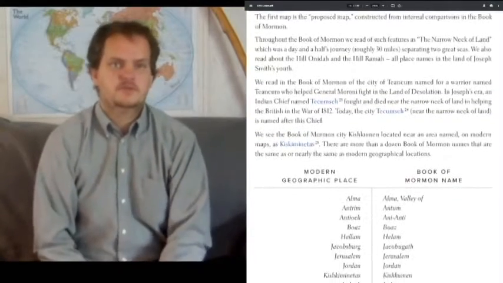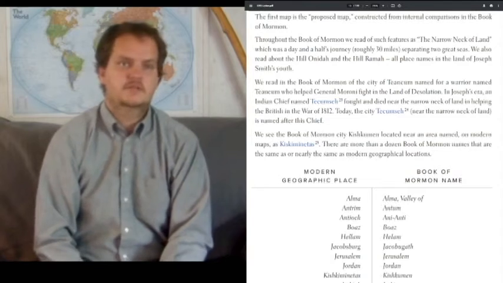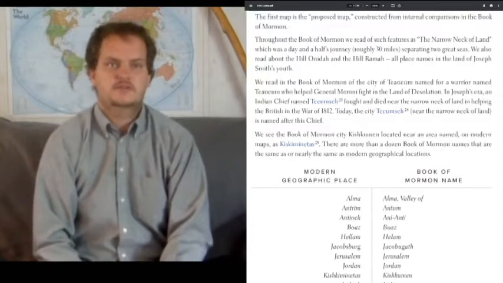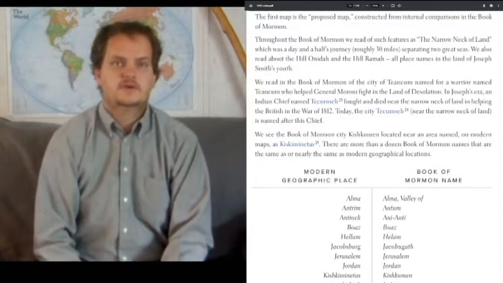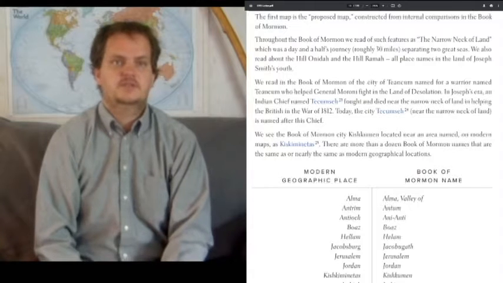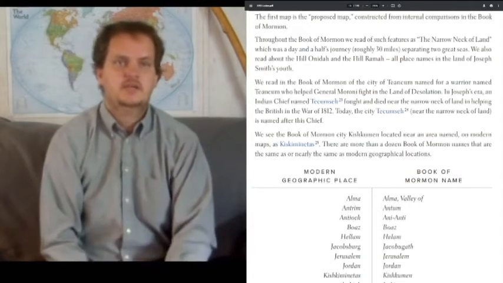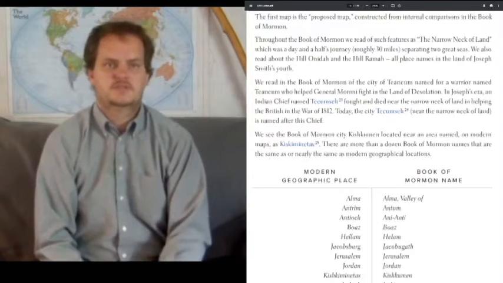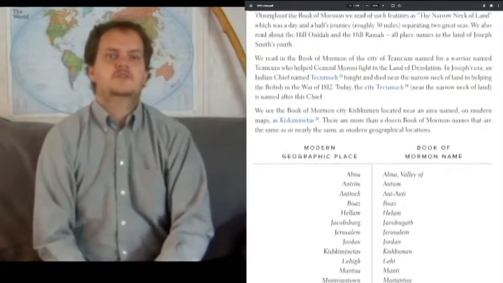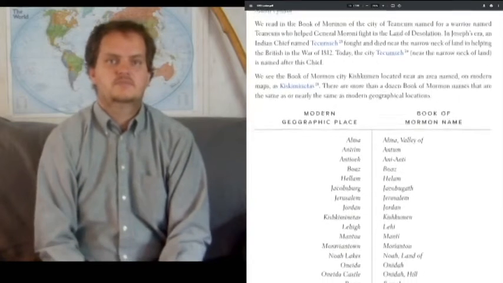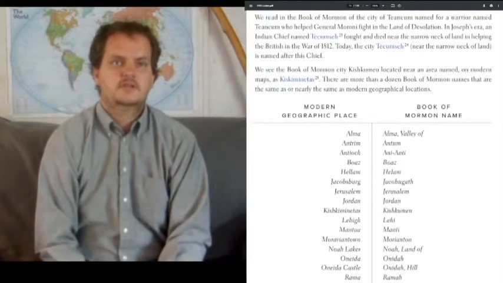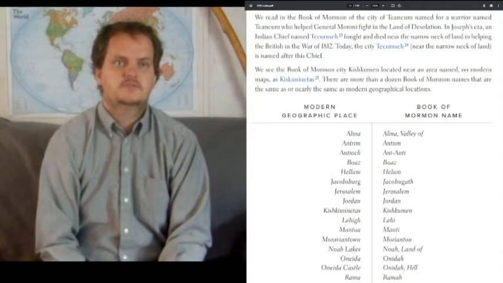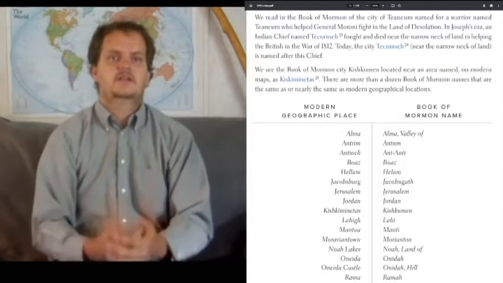Throughout the Book of Mormon, we read of such features as the narrow neck of land, which was a day-and-a-half's journey, or roughly 30 miles, separating 2 great seas. We also read about the hill Onidah and the Hill Ramah, all place names in the land of Joseph Smith's youth. We read in the Book of Mormon of the city of Teancum, named for a warrior named Teancum, who helped General Moroni fight in the land of desolation.